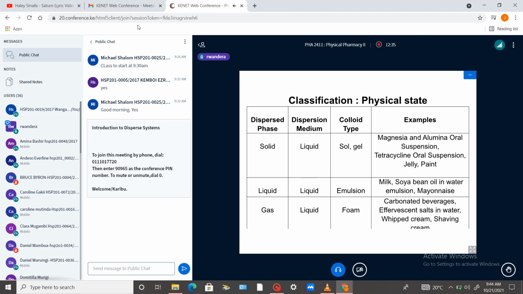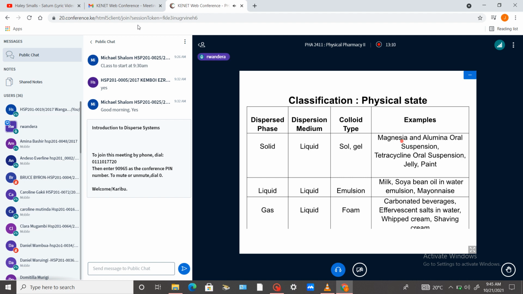As a continuation from the physical state nature of classification, where you have a solid now dispersed in a liquid medium, this is what we call the sol. You can also refer to a gel. And a good example is magnesia and aluminum oral suspension. You also have tetracycline oral suspension. Some jellies and paints will also fall under this category.